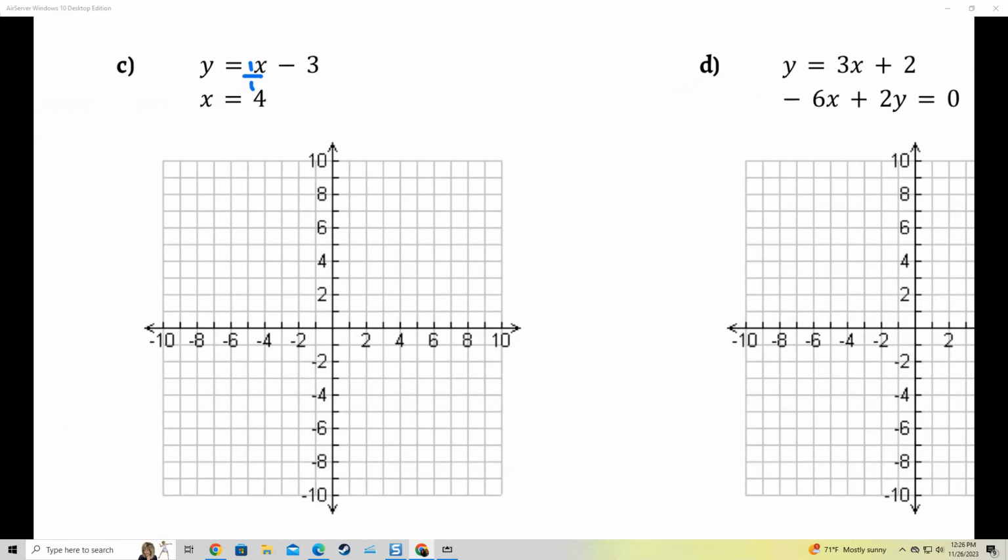So that's telling me to go up 1, right 1, up 1, right 1, up 1, right 1. So start at negative 3 on my graph. And I'm going to go up 1, right 1, and we're just going to put a bunch of dots going across that diagonal, it looks like. And in the opposite direction, you go down 1, left 1, all the way through. My first graph looks like this.